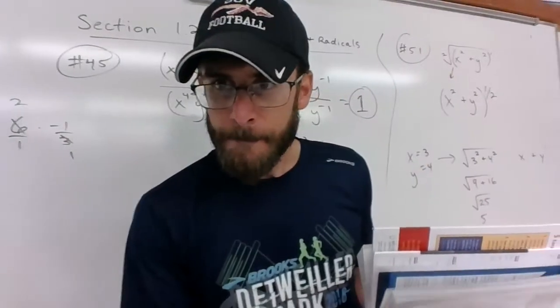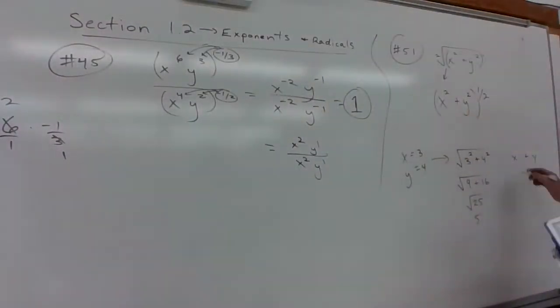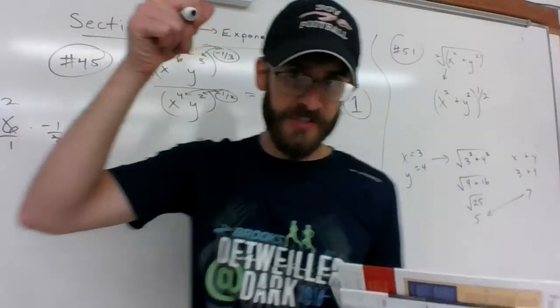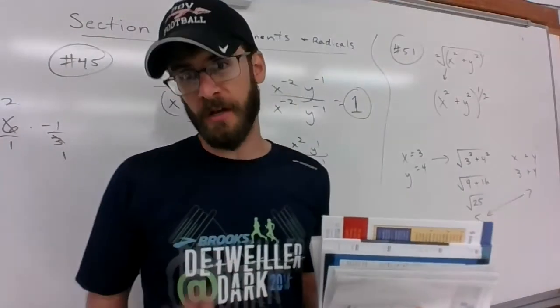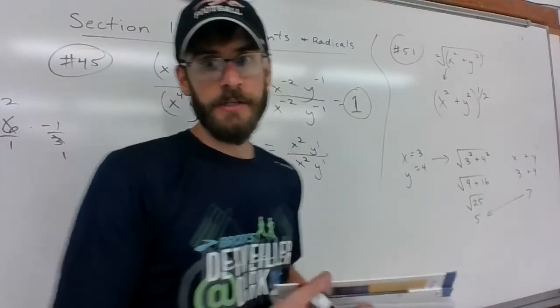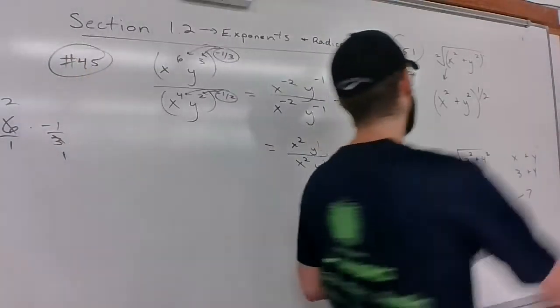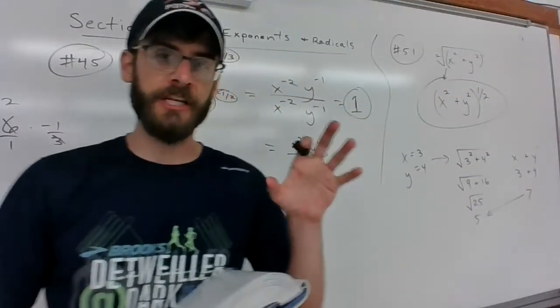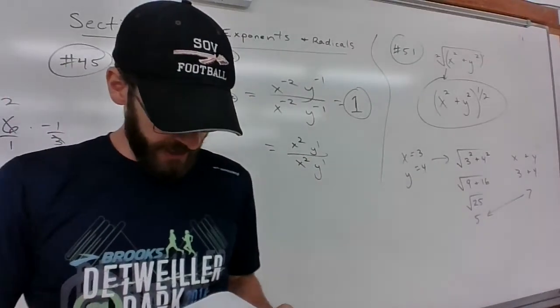Can you guys see that? Barely. Okay. 7 does not equal 5. And 5 is the legit way in which we went to the original statement there and said, plug in 3, plug in 4, it's 5. So, don't make up rules that you can't prove. That's the answer. That's the simplified version of turning a root back into a fractional exponent.